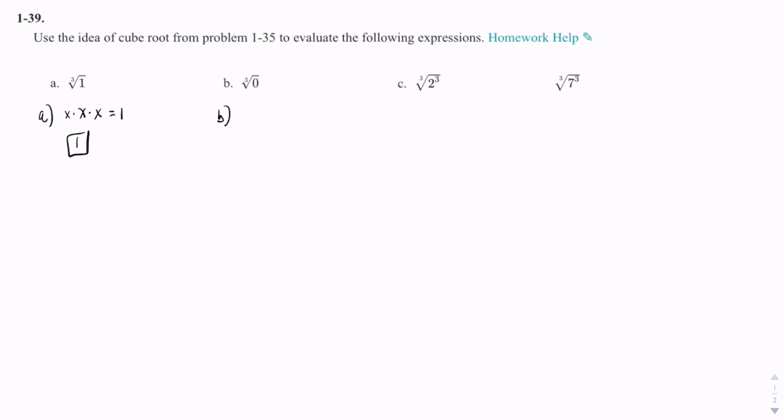For B, it says what times itself 3 times is 0. Well, clearly the only thing it could be is 0, because 0 times 0 times 0 is 0. Okay. For C, let's think about this.